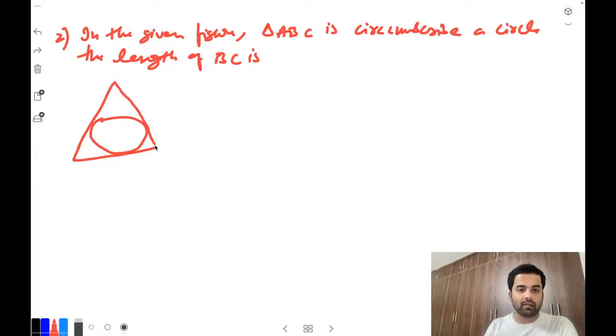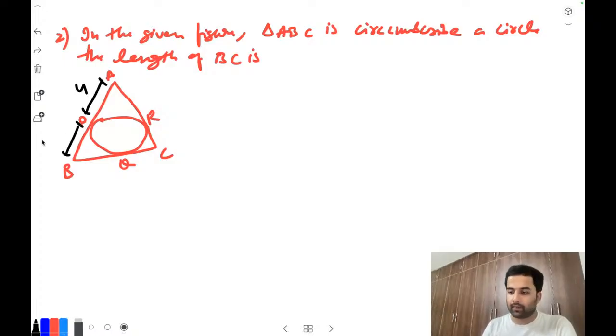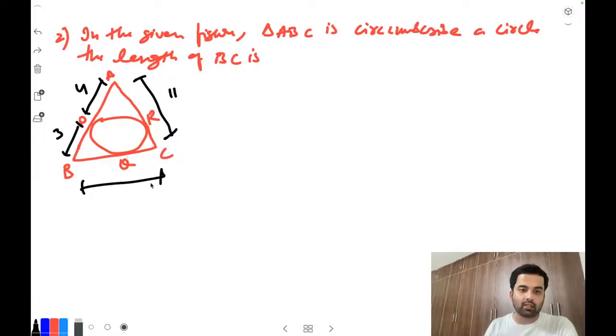I'm drawing with a free hand, that's why maybe things will not look perfect, but still just try to understand this. Let me make a mark of everything. Q here and C here and R here. Let me put the values here. AP is given as 4. PB is 3. This whole side AC is 11. And the question is asking about what this value is. At least you should be able to find this one.